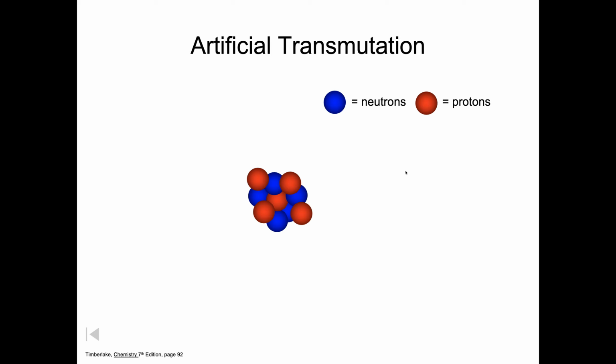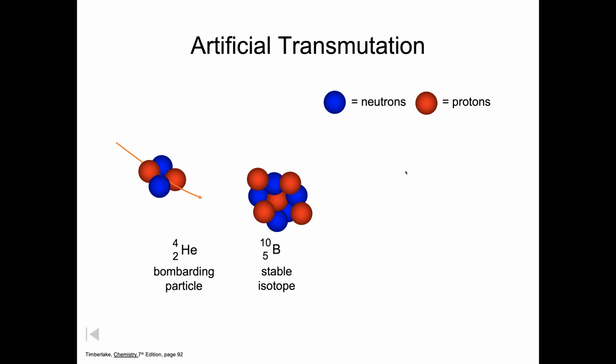Now, here's how it happens. Let's take, for example, this nucleus of boron-10. It has 5 protons and 5 neutrons. This nucleus is stable, and it will remain the way it is pretty much forever. Unless, of course, people get their hands on it and put it in a particle accelerator and bombard it with a bombarding particle, which is, in this particular case, an alpha particle. The boron-10 is perfectly happy to remain as it is, but if you hit it hard enough with an alpha particle, then what's going to happen is it's going to absorb that alpha particle and become unstable.